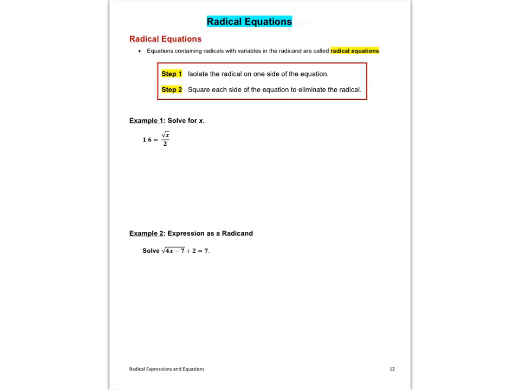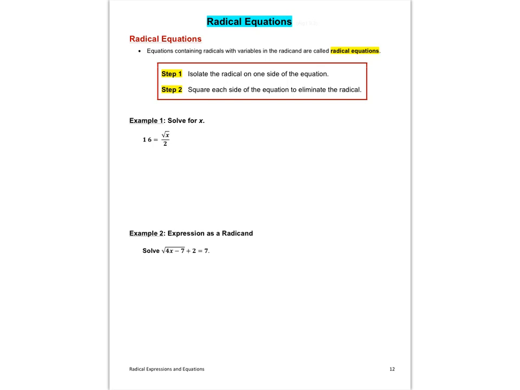This is the last lesson in our radicals unit. We're going to be talking about radical equations, and we know an equation is a math sentence that has an equal sign in it, and a radical equation is an equation that has a radical in it. So equations containing radicals with variables in the radicands are called radical equations.